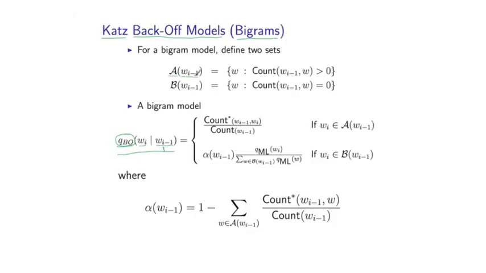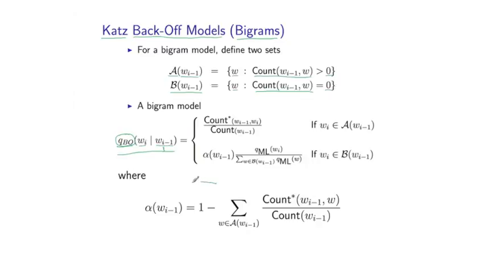Okay, so for a particular word w_{i-1}, I'll define two sets. A of w_{i-1} is the set of words whose bigram count is greater than 0. So for example, for the word there, it would be the 10 words that I showed you on the previous slide. In contrast, B of w_{i-1} is the set of words for which the count is equal to 0. So this is the set of words which are never seen following the particular word we're interested in.